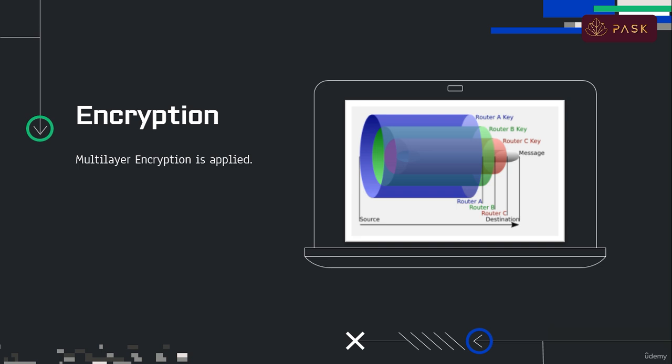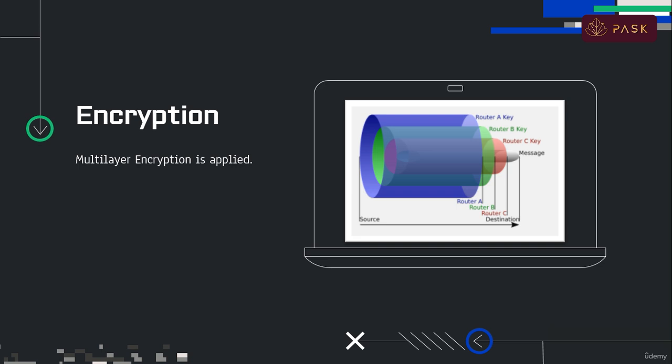Each relay only knows the identity of the relay that it received the request from and the relay that it needs to send the request to, making it nearly impossible to trace the user's activity back to their physical location.